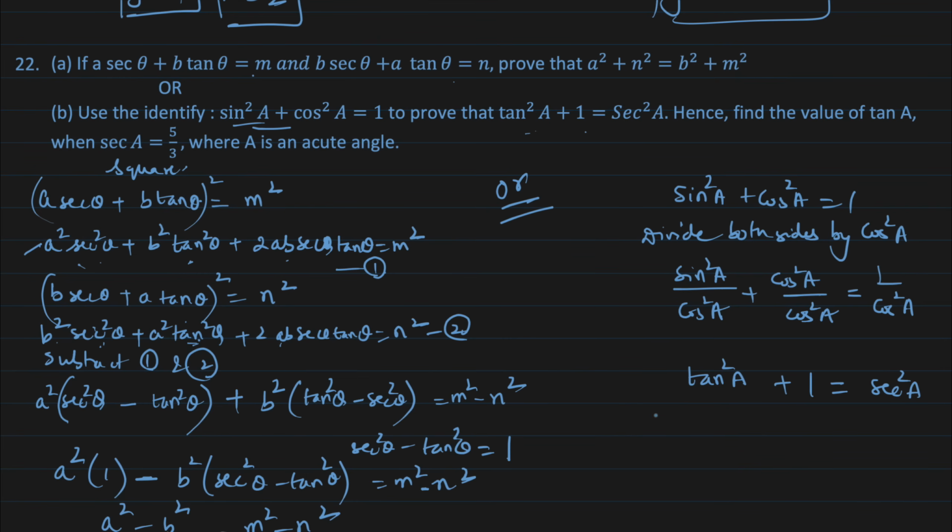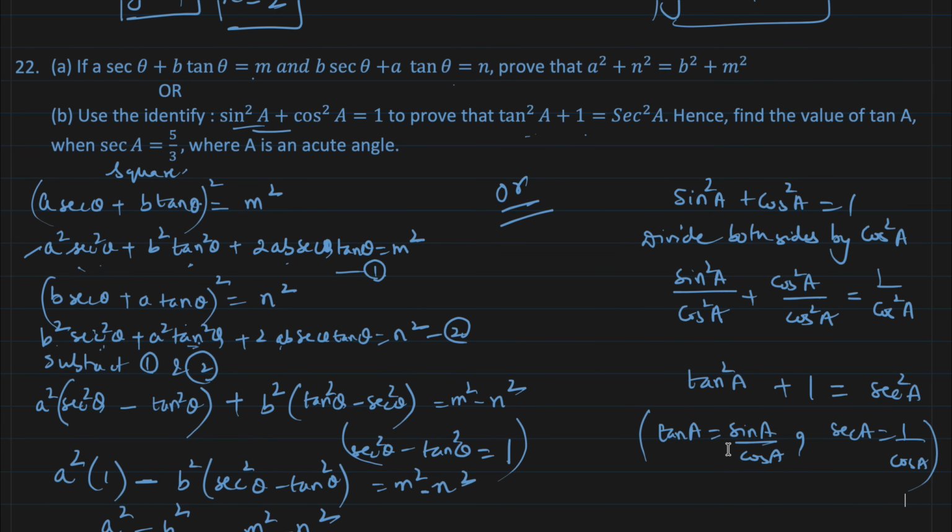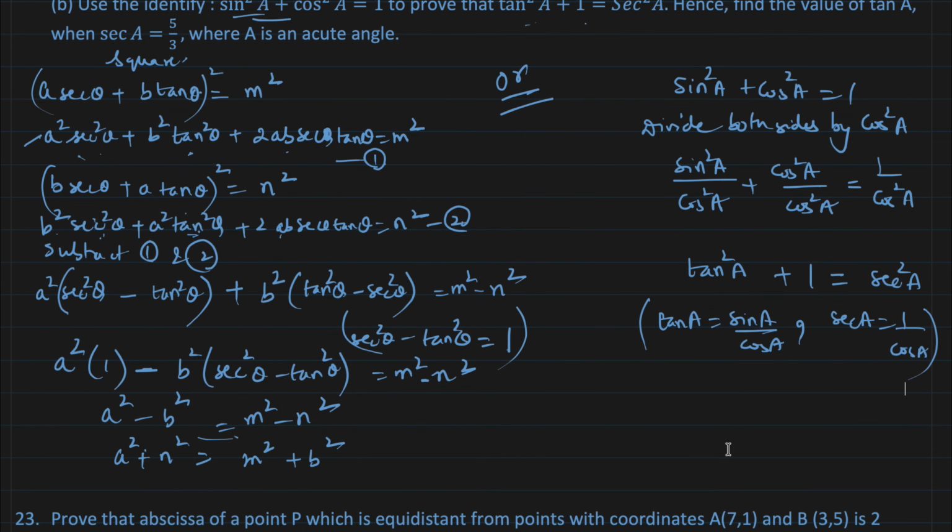So you can write here what we used is on the side that tan a is sine a by cos a. Do mention what we are using, right? I'm mentioning everywhere. And then secant a is 1 by cos a. Okay, so we got it like that. Now they are saying hence find the value of tan a when secant is 5 by 3. Okay, secant is 5 by 3.